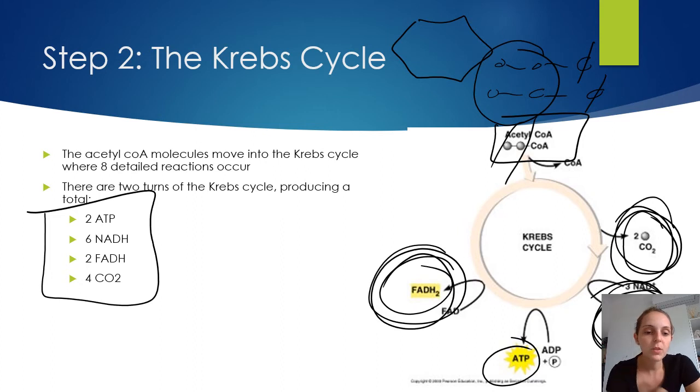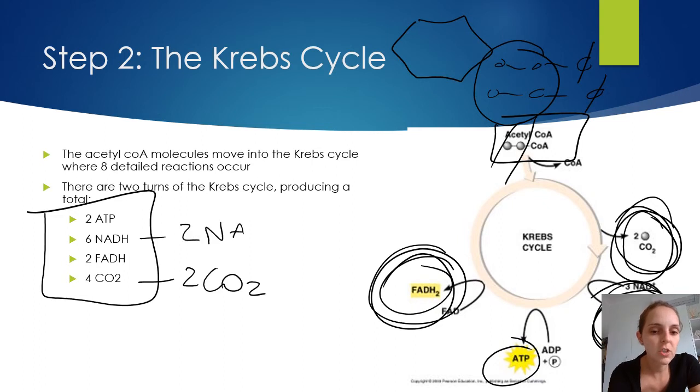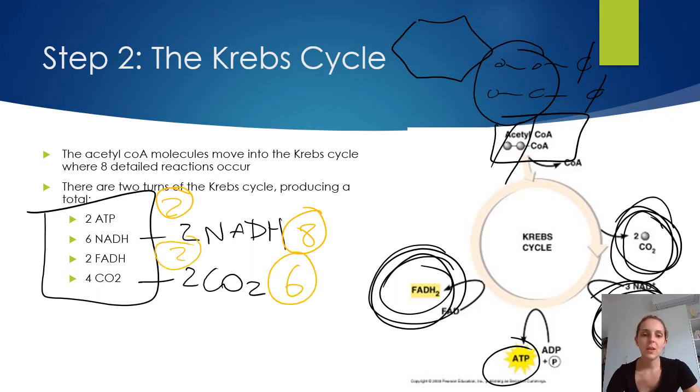And remember, we got 2 CO2s from the linking reaction, and we got 2 NADHs. So in the summary table shortly, you're going to see where we've got 2 ATP, 8 NADH, 2 FADH, and 6 CO2s, just in case you get confused where those numbers have come from.